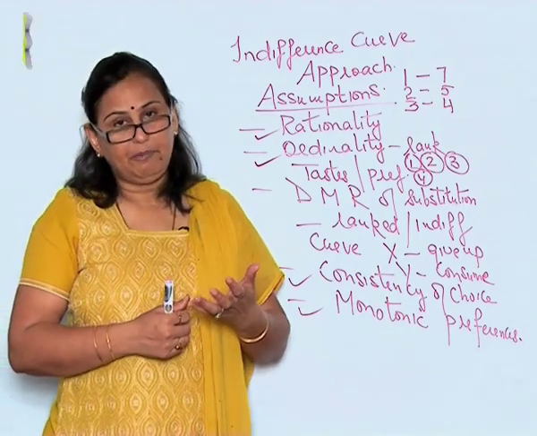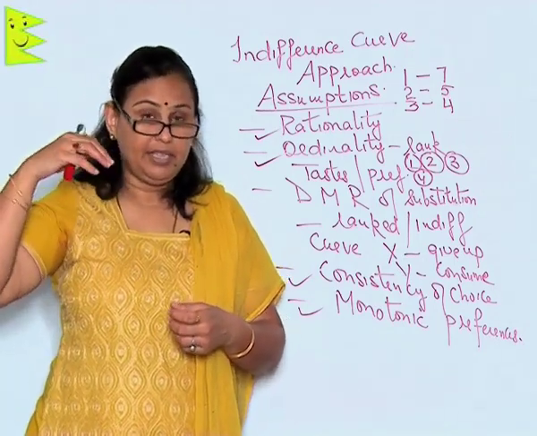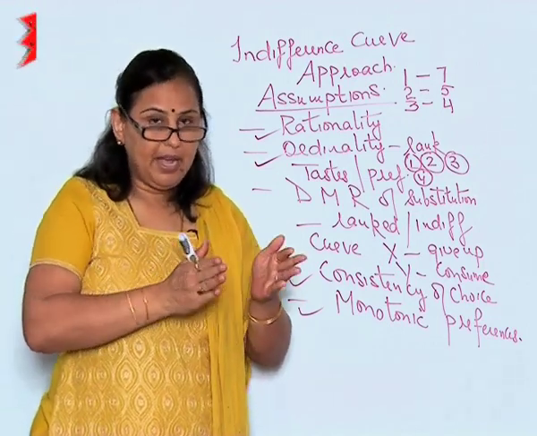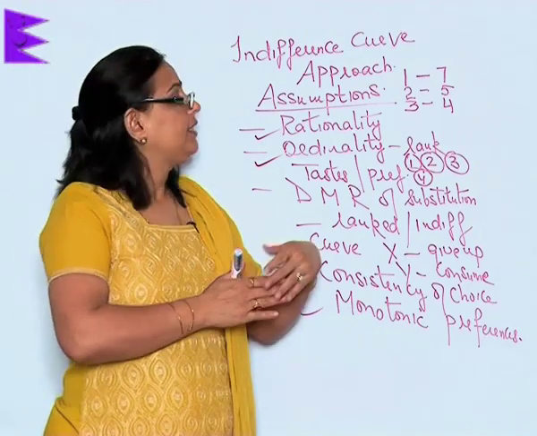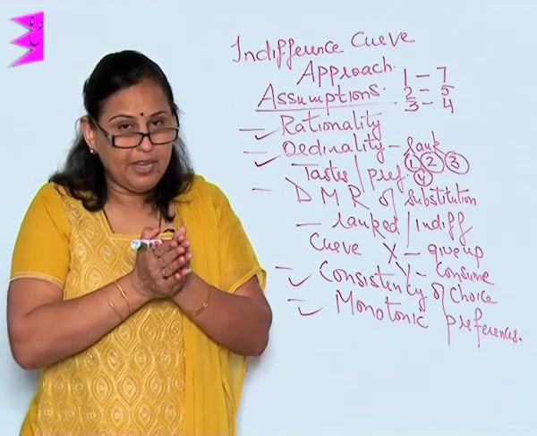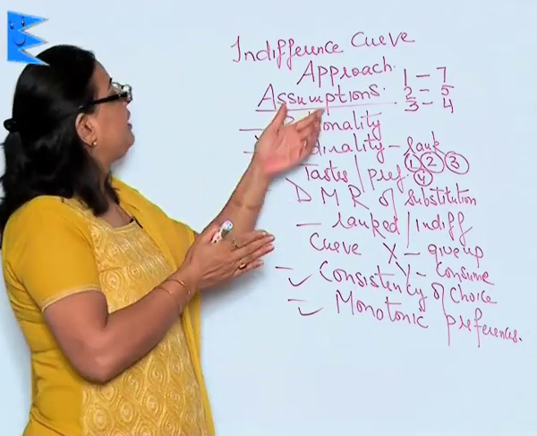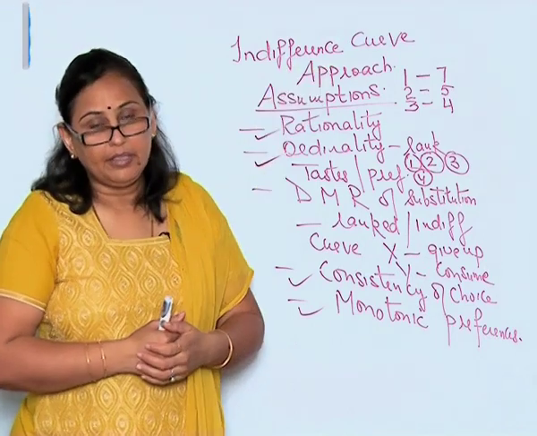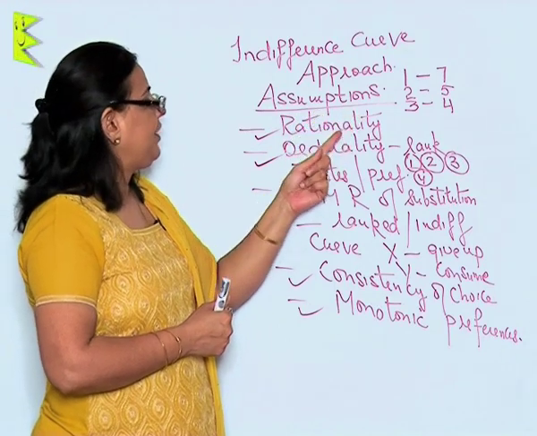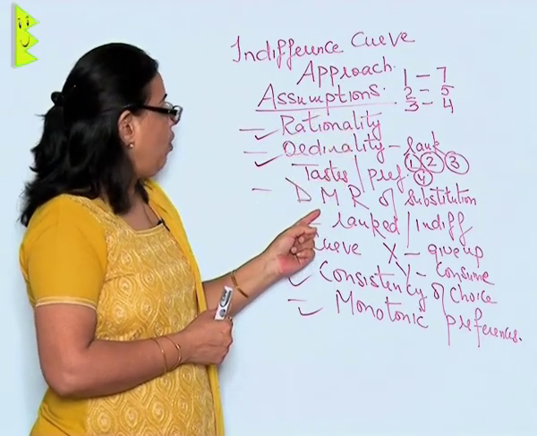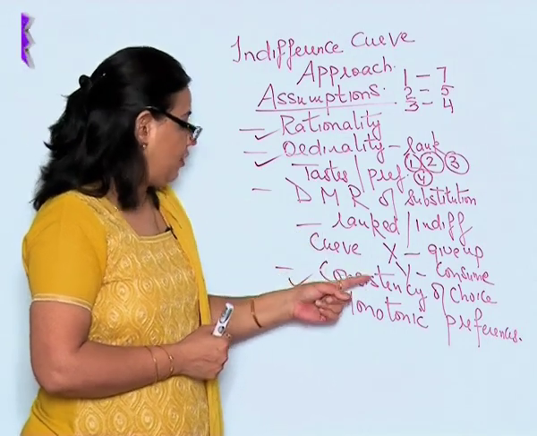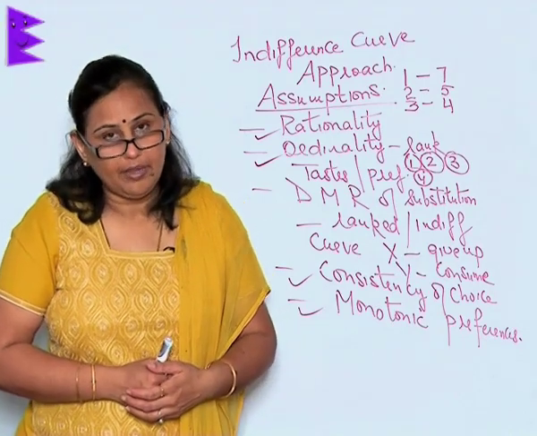Indifference, the word itself means that the consumer is indifferent to the commodities that he buys, the substitutes that he buys, say ice cream or chocolate. It is not making much difference to him. He is indifferent to the things that he has bought. So these are the assumptions: rationality, ordinality, the law of diminishing marginal rate of substitution, the consistency of choice, and the monotonic preferences.